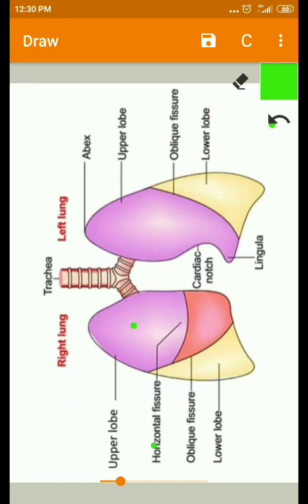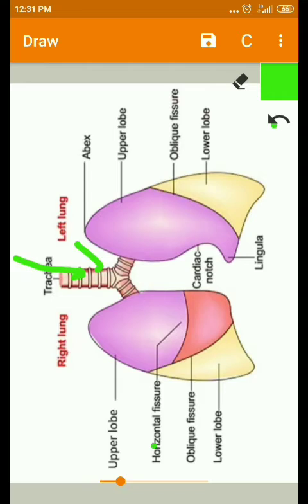Now coming to the color of the lungs, in the young the lungs are brown or gray in color. Gradually they become mottled black because of the deposition of inhaled carbon particles. So in young and earlier ages, the lungs are brown or gray, and gradually they become mottled black due to inhaled carbon particles.